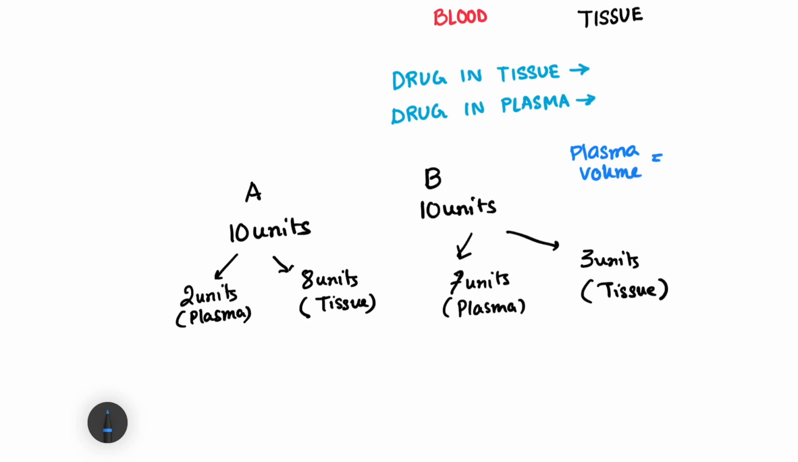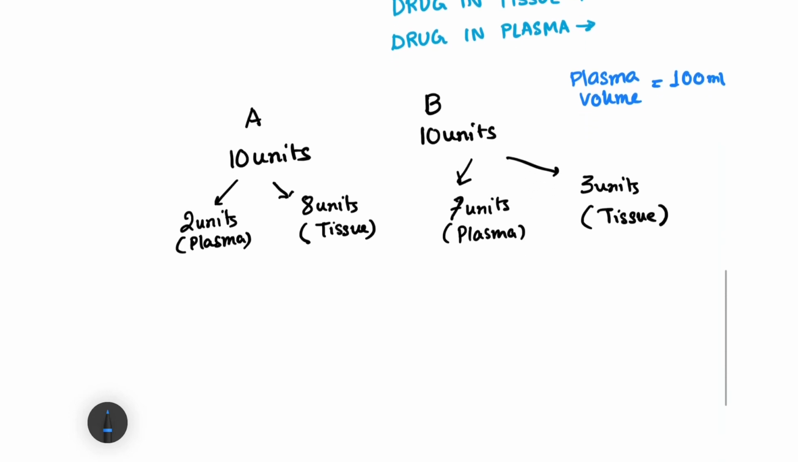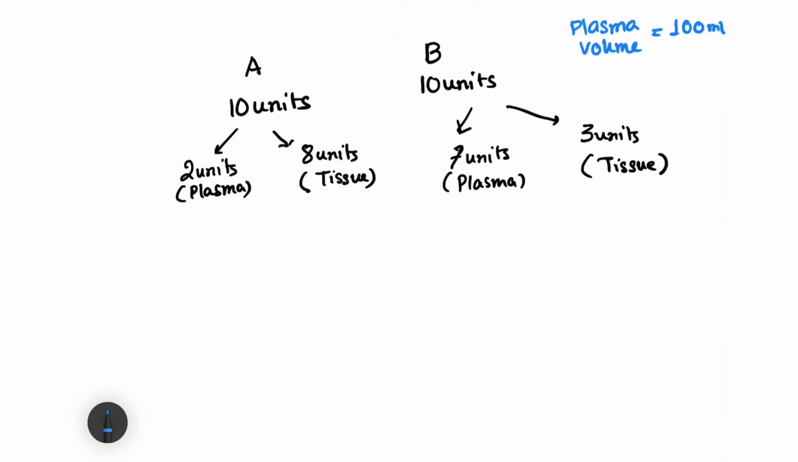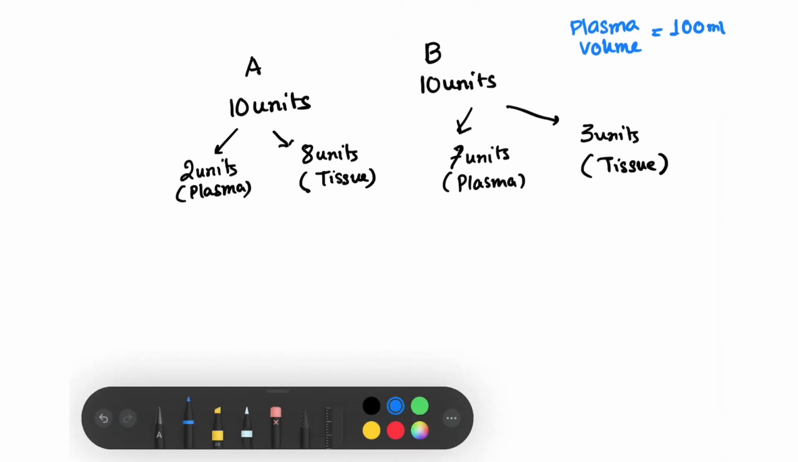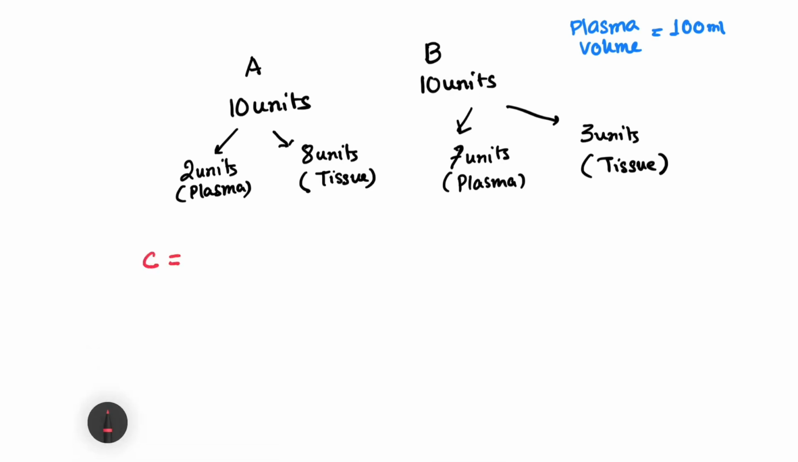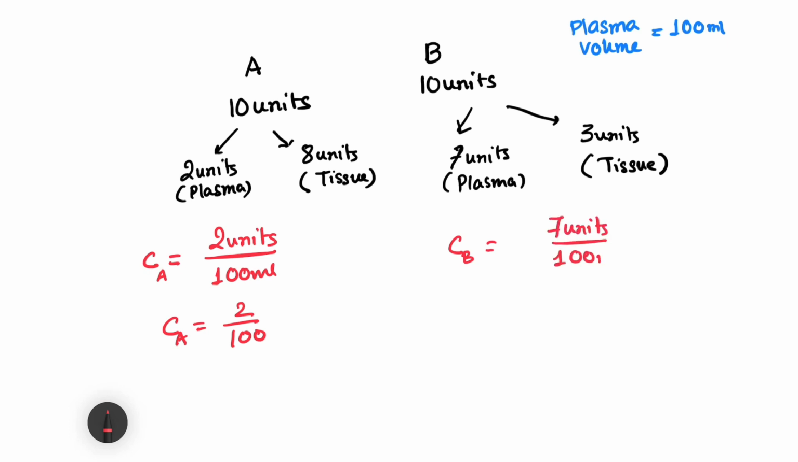volume, which is 100 ml maybe. For example, we have plasma of 100 ml. The peak plasma amount of drug A is 2 units, so the plasma concentration will be 2 units divided by 100 ml. That is 2 by 100, which will be the C for A. And for B, 7 units are remaining in the plasma, and the plasma volume is 100 ml, so C for B will be 7 by 100. Right. So now we have the peak plasma concentration of drug A and B.